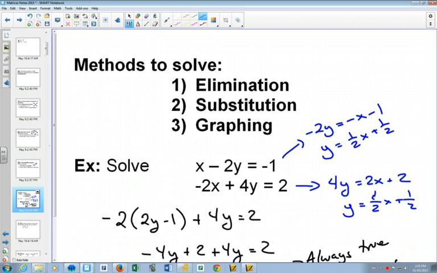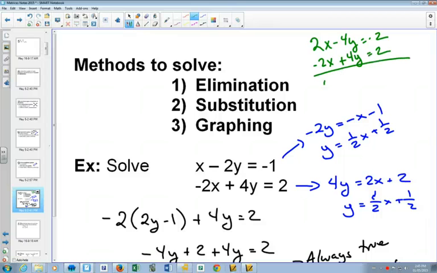So in this case, I would take my equation 1 here, and I would multiply it by 2, and I would get 2x minus 4y minus 2. My equation 2, which was negative 2x plus 4y equals 2, when I add them together, I get 0 equals 0 again. Same result that I got with substitution. But that would be the elimination way to see that, yes, there are an infinite amount of solutions.